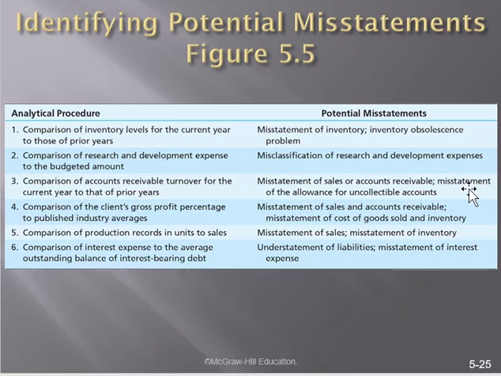Comparison of the client's profit percentage to published industry averages addresses misstatement of sales, accounts receivable, cost of goods sold, and inventory. Comparison of production records and units to sales is a misstatement of sales or misstatement of inventory. And then comparison of interest expense to the average outstanding balance of interest-bearing debt could indicate an understatement of liabilities or a misstatement of interest expense.